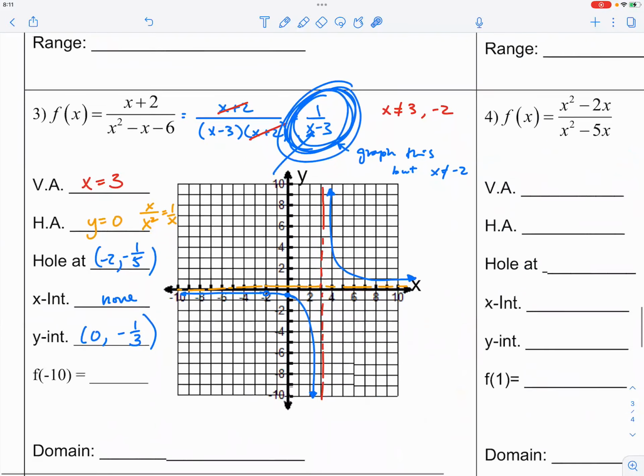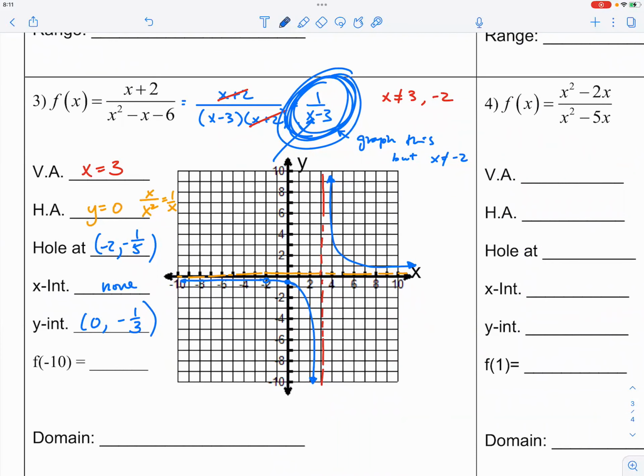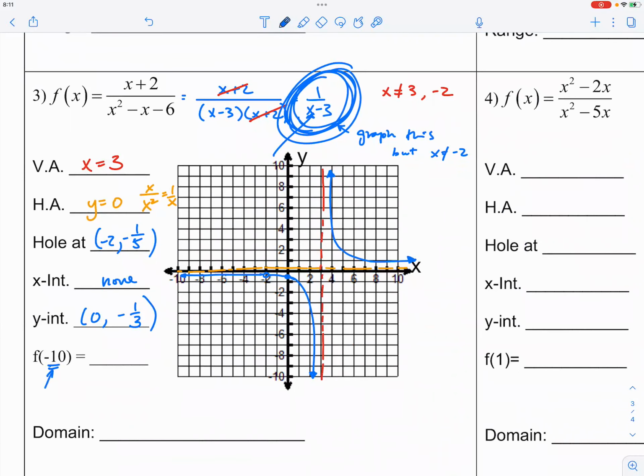Okay. Now, what about f of -10? That simply means when the x value equals -10, in case you don't know. So you just go ahead and put in -10 at our final expression, the 1 over x minus 3. So it's simply 1 over negative 13, or negative 1 over 13.